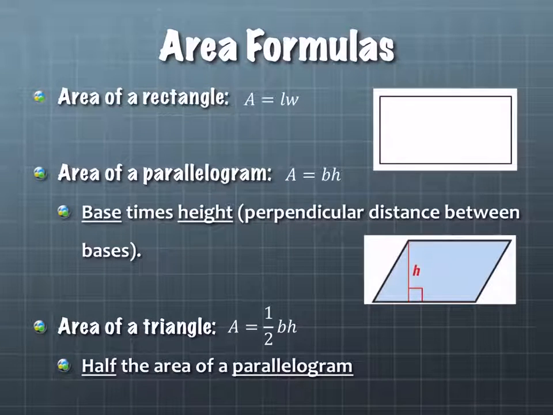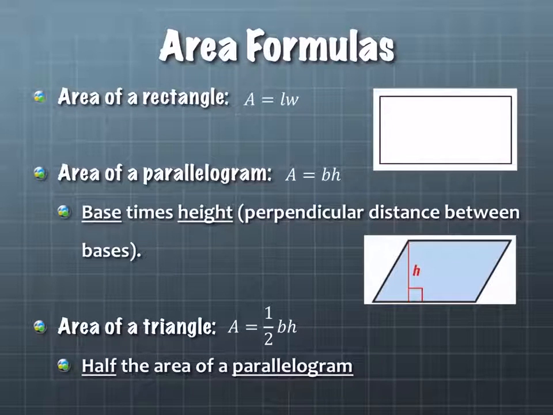So the first one we have is the area of a rectangle, which you probably remember. That one's one that people tend to remember quite well. The area is length times width. Area of a parallelogram is almost the same kind of formula. It's base times height. You could actually call the area of a rectangle base times height as well. Height is always the perpendicular distance between the bases. So you see the slant of the parallelogram there, but the height is that perpendicular distance.